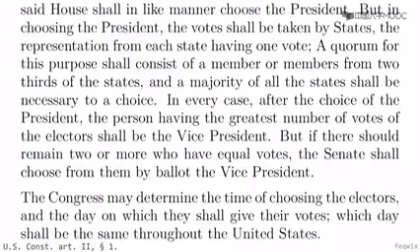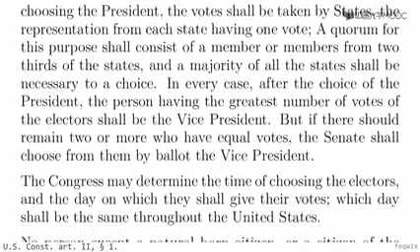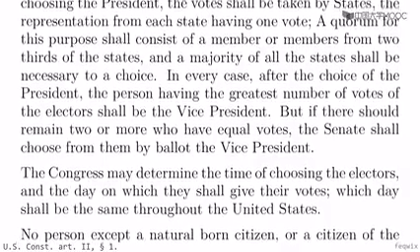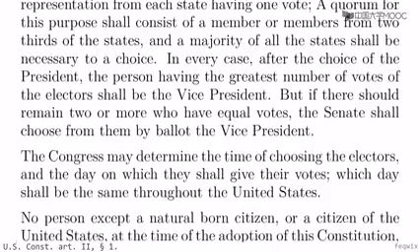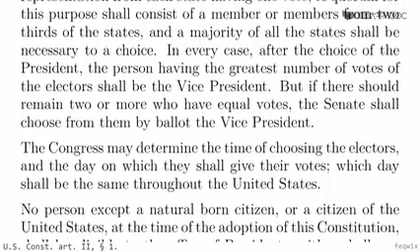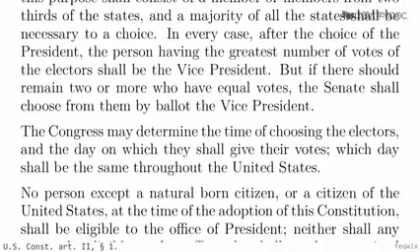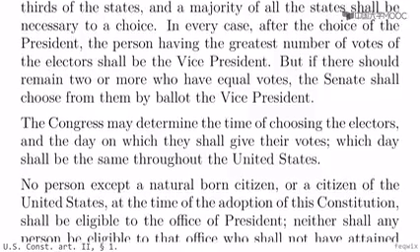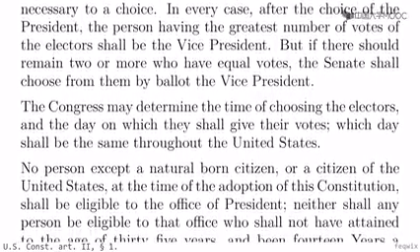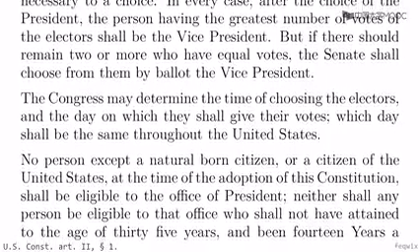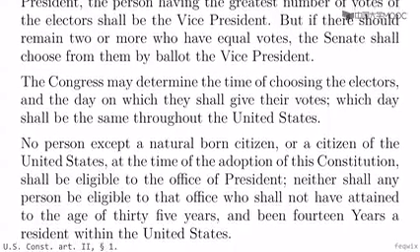In every case, after the choice of the President, the person having the greatest number of votes of the electors shall be the Vice President. But if there should remain 2 or more who have equal votes, the Senate shall choose from them by ballot the Vice President. The Congress may determine the time of choosing the electors, and the day on which they shall give their votes, which day shall be the same throughout the United States.